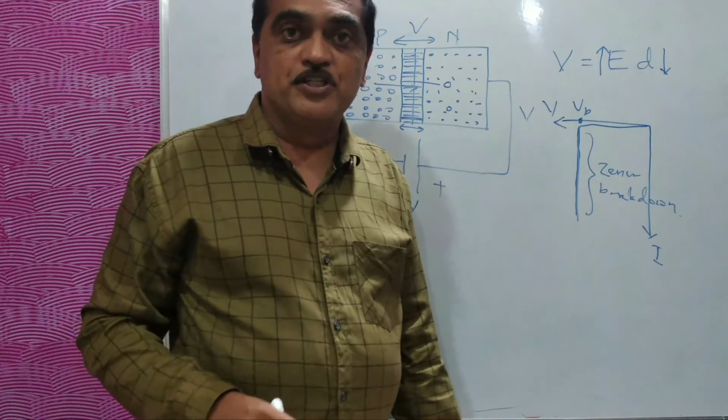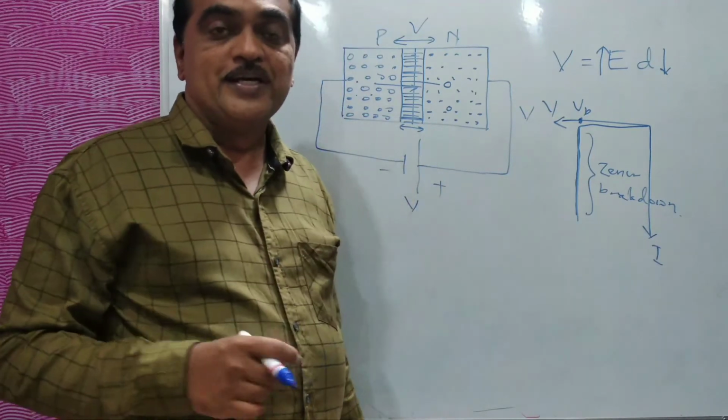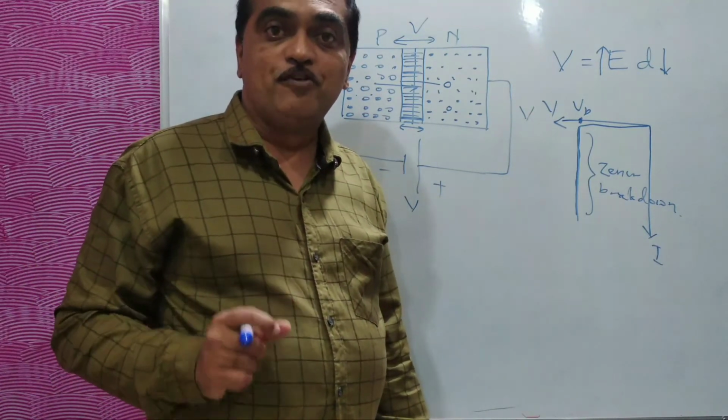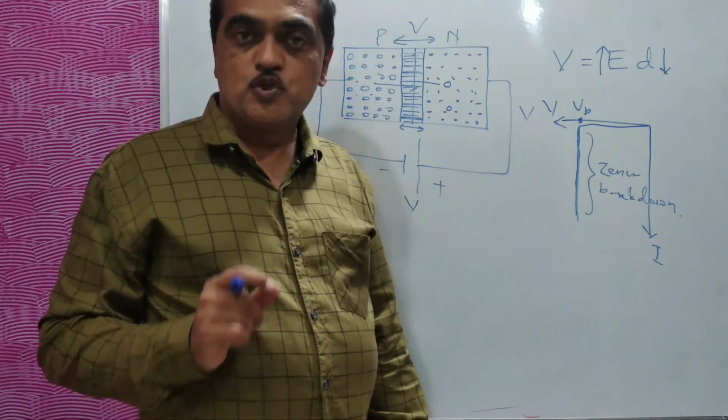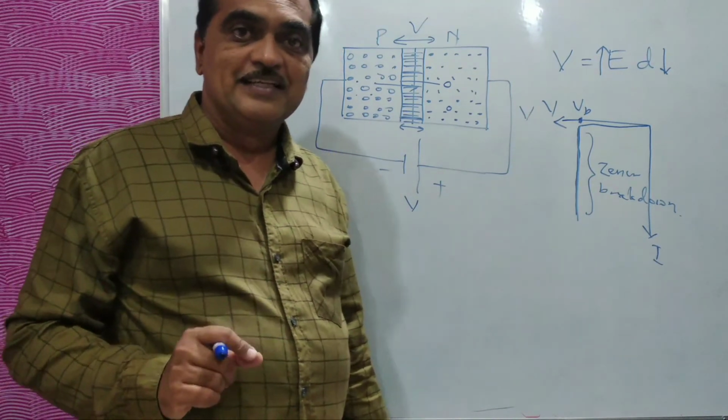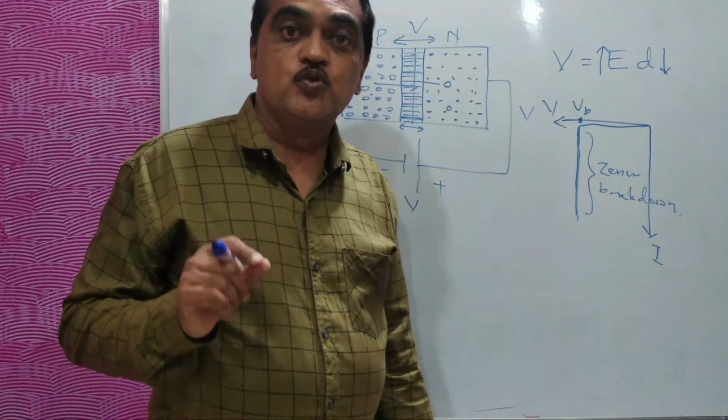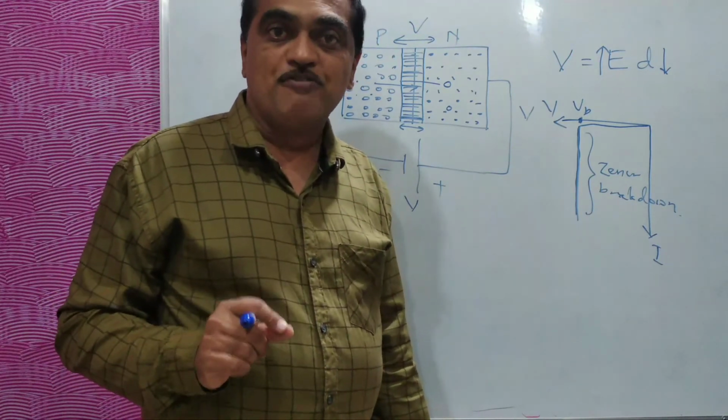That means this feature of the Zener diode can be used to build a voltage regulator. So here the important thing to understand is that the breakdown was due to Zener breakdown, not because of avalanche breakdown.